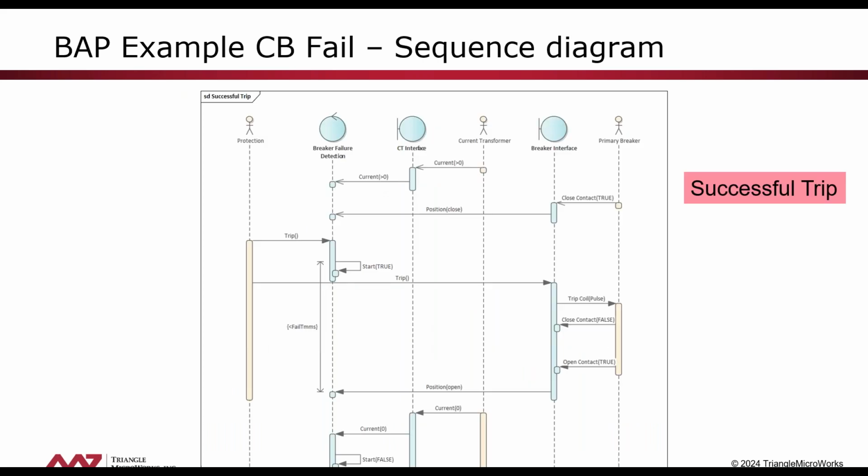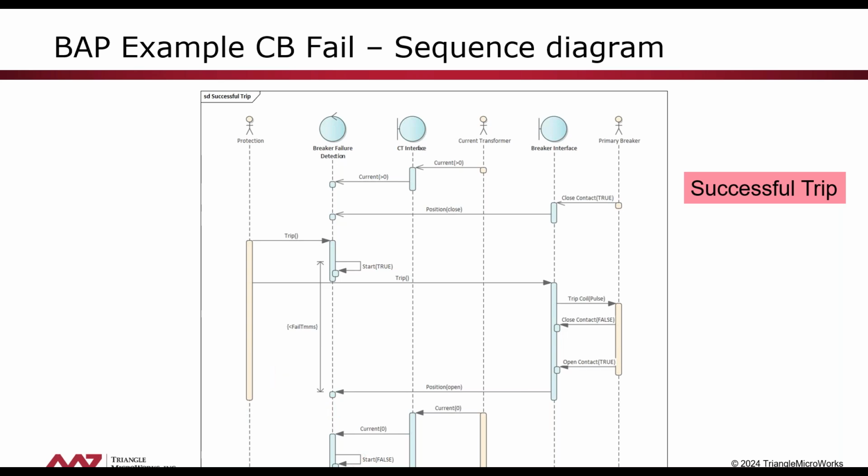The detailed behavior was then described with sequence diagrams. Here we have the example for a successful trip. The current transformer sends currents to the breaker failure detection. The primary breaker sends the position. At a certain moment, the protection trips the breaker, and it also initiates the breaker failure detection. The start signal gets through, and the timer is started. If the position opens and current goes away before the timer expires, this was a successful trip. That means the start becomes false. No action is required from the breaker fail.